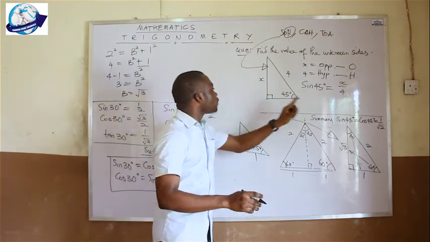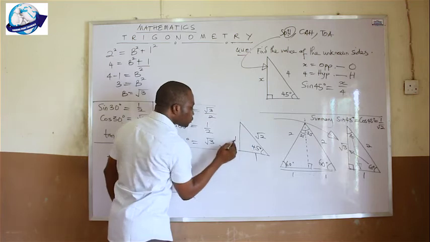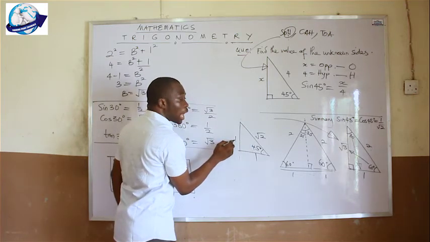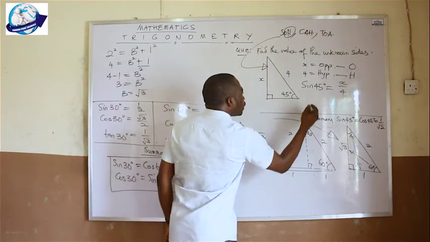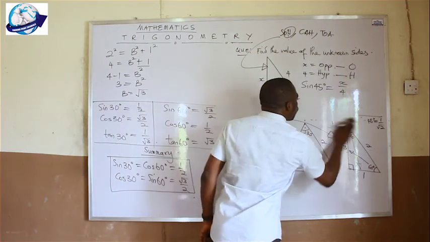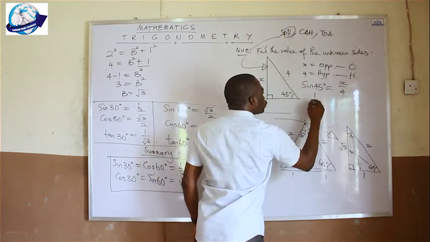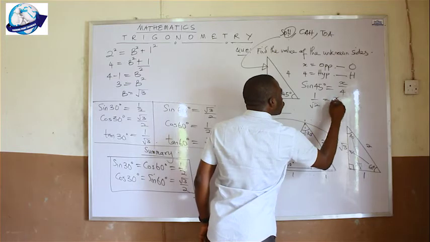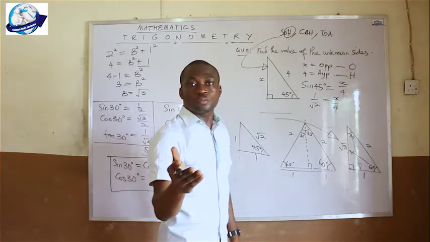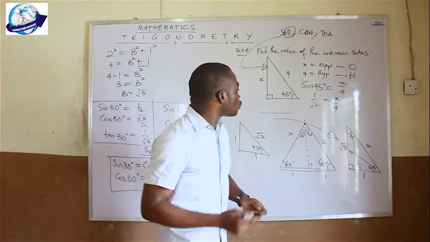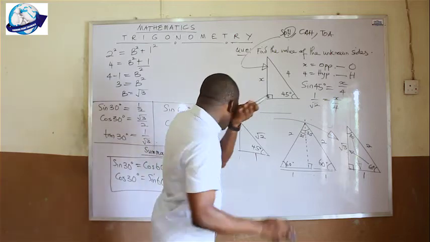So sine 45 degrees, go with me now. Opposite over hypotenuse, 1 over root 2. So sine 45 is already 1 over root 2. 1 over root 2 is equal to x over 4. So you don't have anybody to tell you what to do. You cross multiply. So if you cross multiply, what do you have?